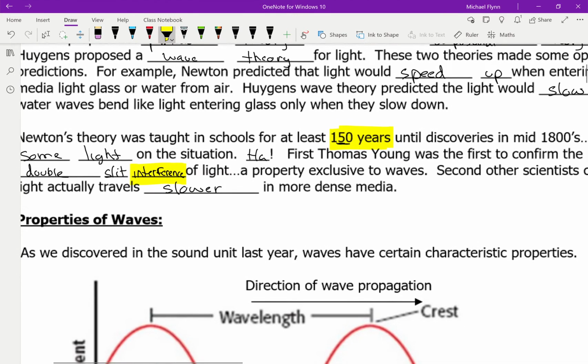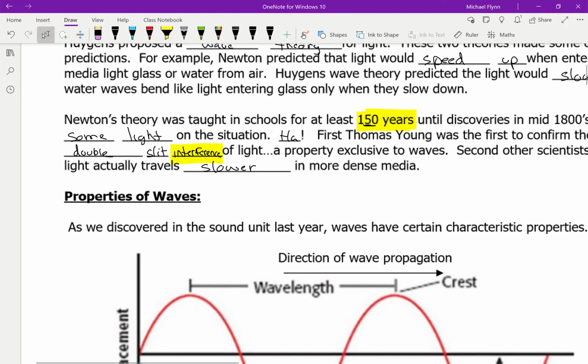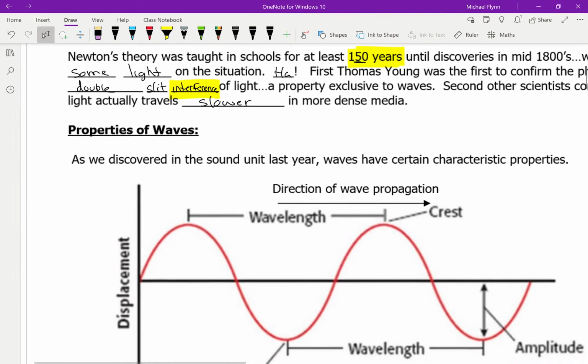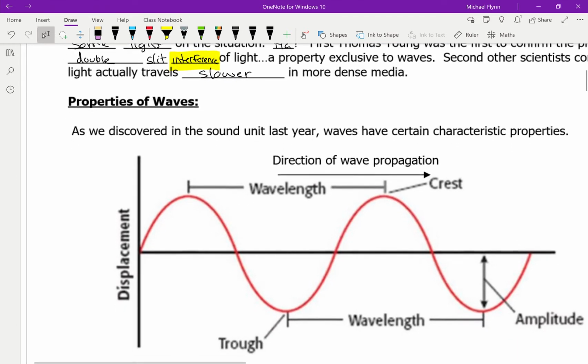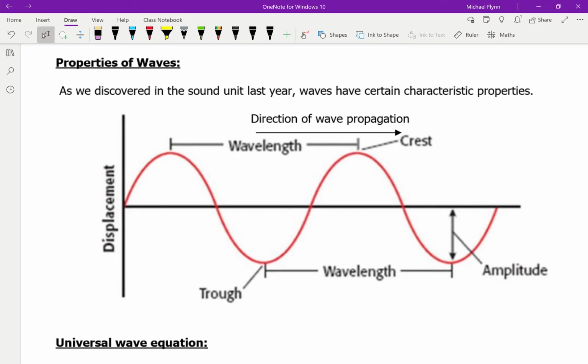So anyway, it turns out Huygens was right. They taught Newton's theory for 100 years in school, but he wasn't really correct. But they went with the more famous person, which is not the way science is supposed to work. Unfortunately for Huygens, he never lived to see his theory adopted. Neither one of them did. It was 100 years later. But Huygens was right, and interference was a big deal. When Thomas Young did that experiment, that was the famous experiment in physics that we talk more about in grade 12. All right, so here's the good news for you. You already know the properties of waves because we did the sound unit already.